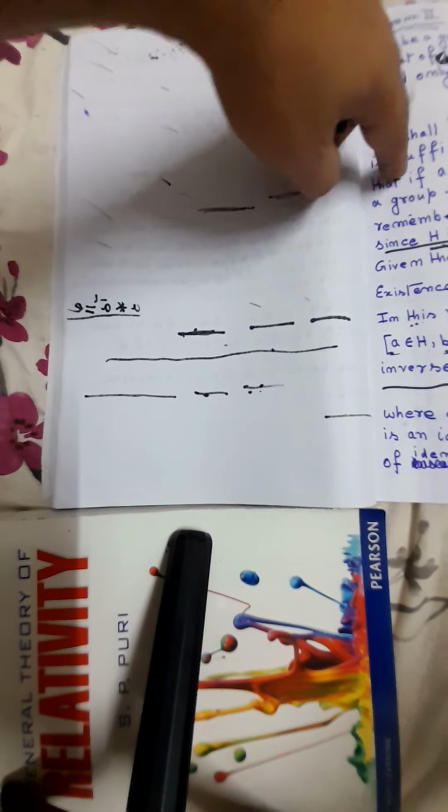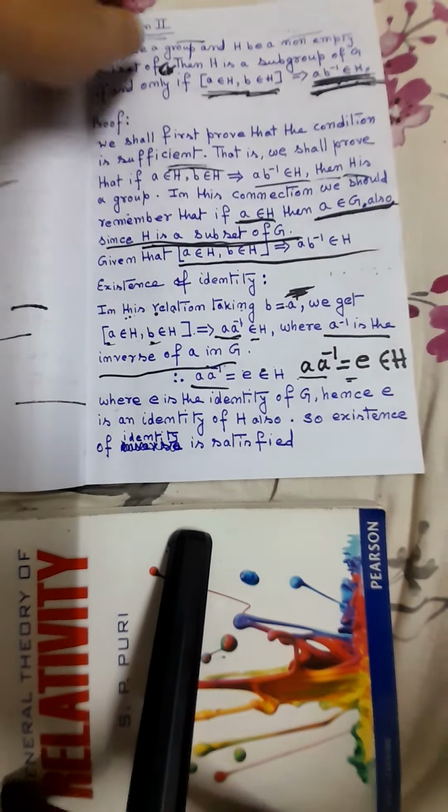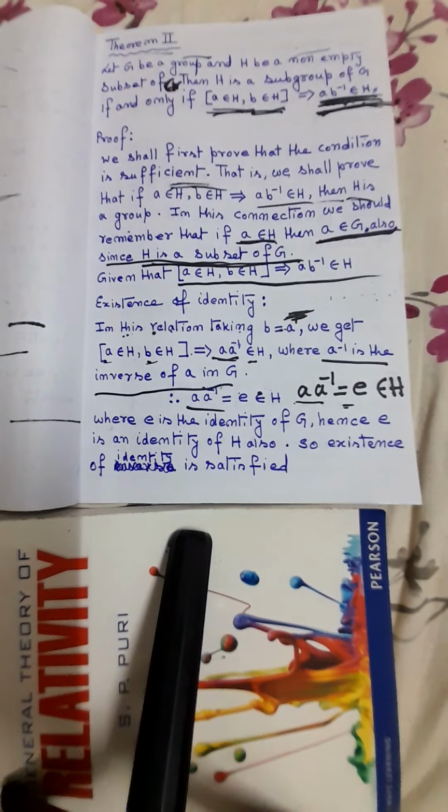What we have seen in the first part is that the condition is sufficient. What does that mean? That means if A belongs to H, B belongs to H, and A B inverse belongs to H, then H will form a group. It will be a subgroup of G.